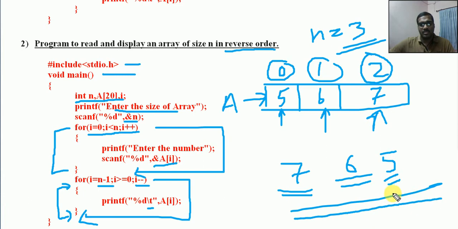We can see the printing of 7, 6 and 5. The array is 5, 6, 7, and it is printed in reverse order: 7, 6 and 5. Hope it is clear. Okay. Let us see one more program.